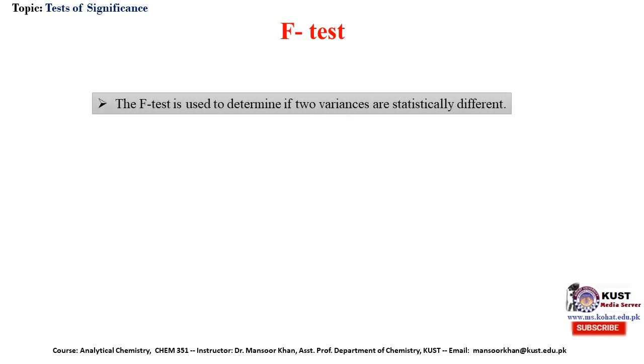The F test is used to determine if two variances are statistically different from each other or not. In the F test, we basically compare the variances of a newly developed method and an already standard, accepted or published method. Variance is the measurement of precision, so the F test is used to compare the precisions of the two methods.